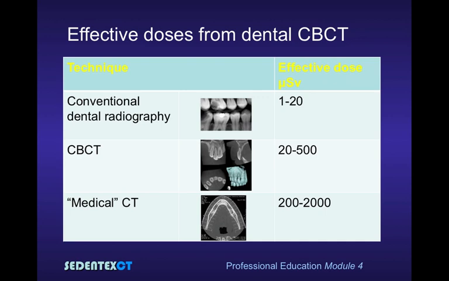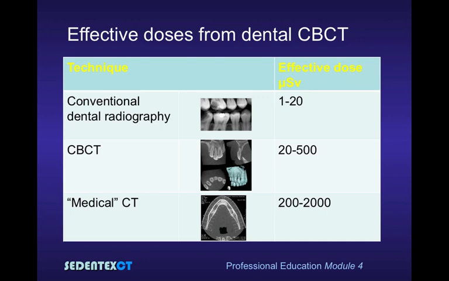When we're looking at conventional dental radiography, such as intraoral and panoramic radiography, we're probably, in most cases, working in this kind of range, 1 to 20 microsieverts. At the bottom there, for medical CT, multi-slice CT scanning, we're probably working in the range shown of maybe 200 to 2,000 microsieverts. With cone beam CT, we're somewhere in the middle, but you'll also see an overlap between all three categories.